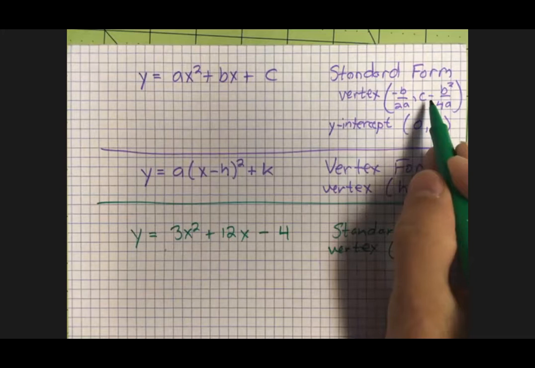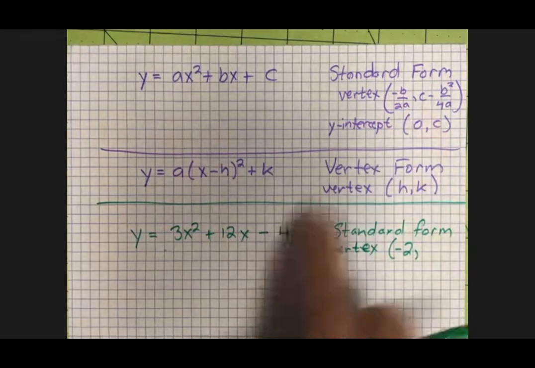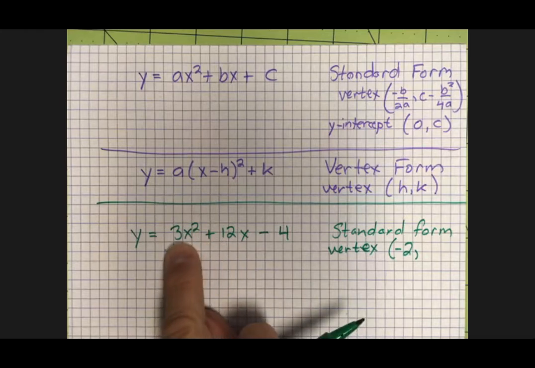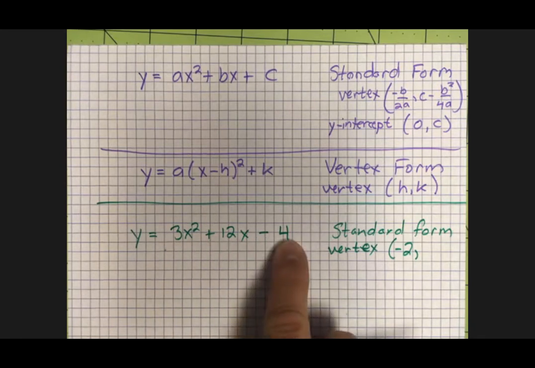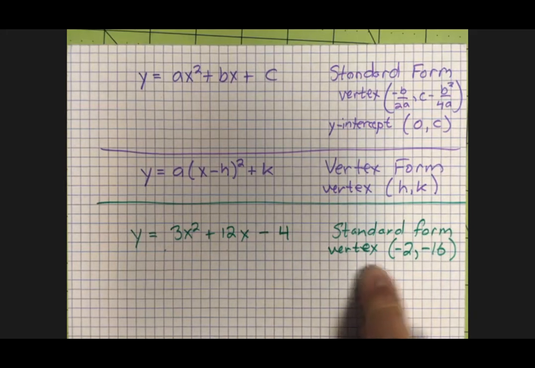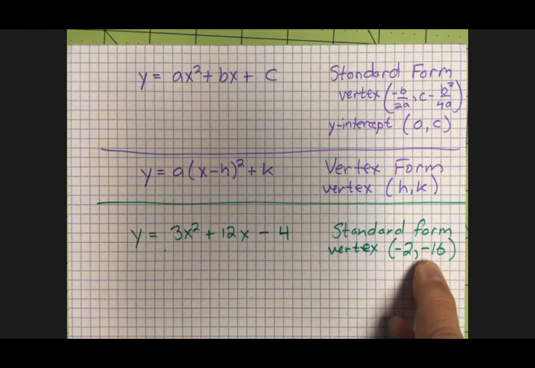How about the y-coordinate? You get negative 4 is c, and then you get minus b squared over 4a. Well, that's yuck. B squared is 12 squared, 144. How about 4 times a is 12? 144 divided by 12 is 12. So negative 4 minus 12. Well, that's pretty deep, isn't it? Minus 16. Now think about this for a second. That's what I think the vertex is. Who's to say that I didn't make a mistake?